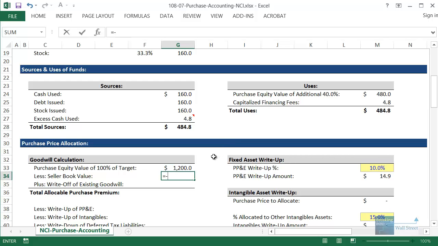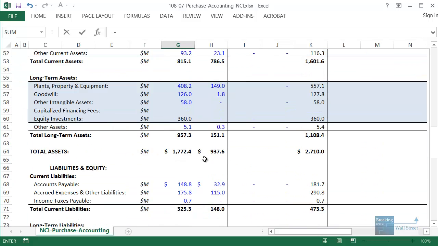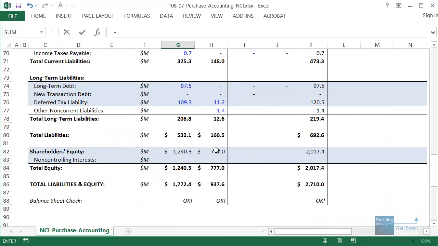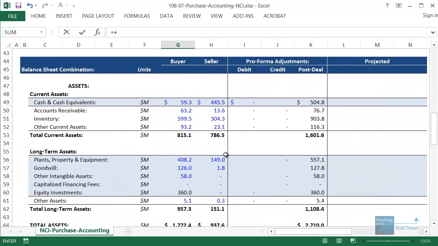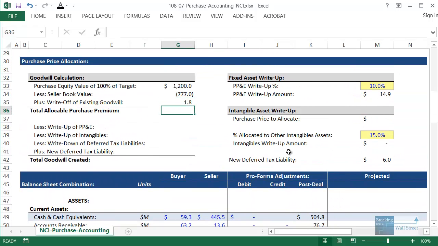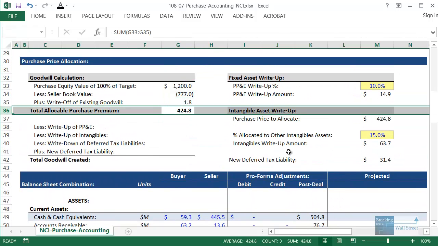As always, we're going to subtract out the seller's book value. We can go down and just take their shareholders' equity right here. Just like in a normal M&A deal, this just gets wiped out. So negative 777. And then just like in a normal M&A deal, if the seller has existing goodwill, we want to write that off in this deal. So we have the 1.8 million there, and we can add those up. So we have about 424 million to allocate.